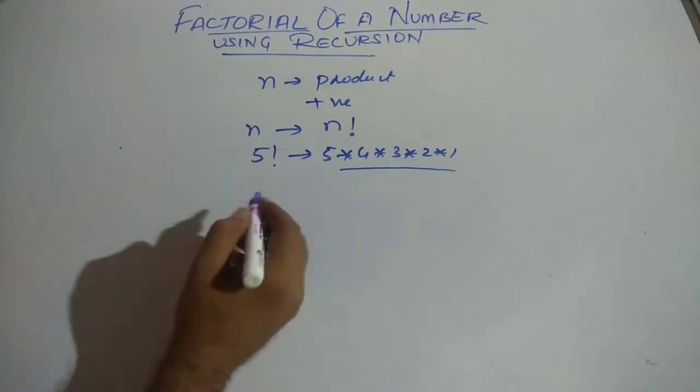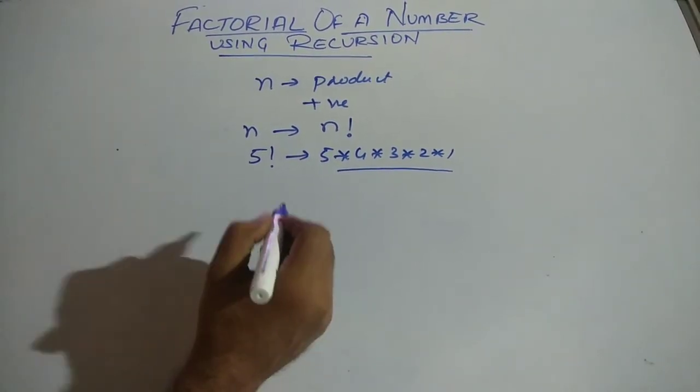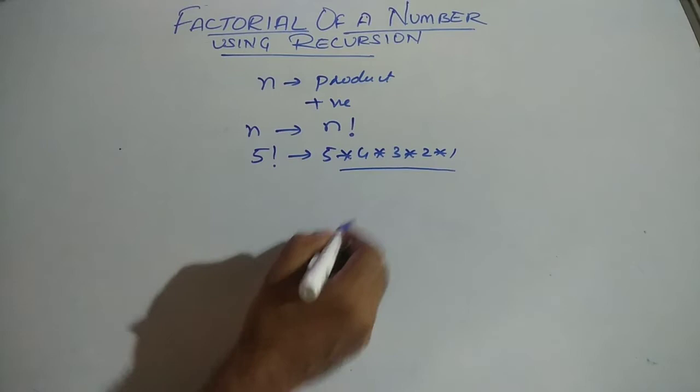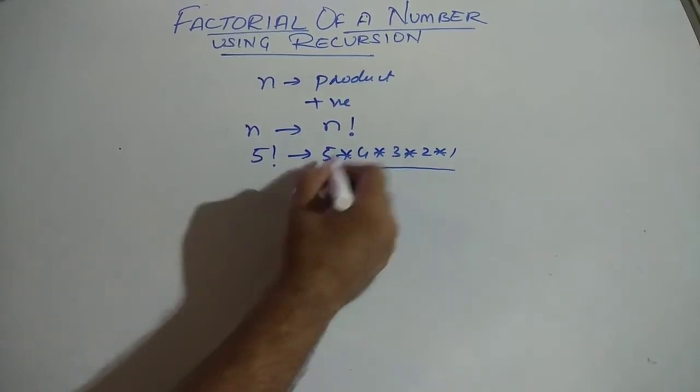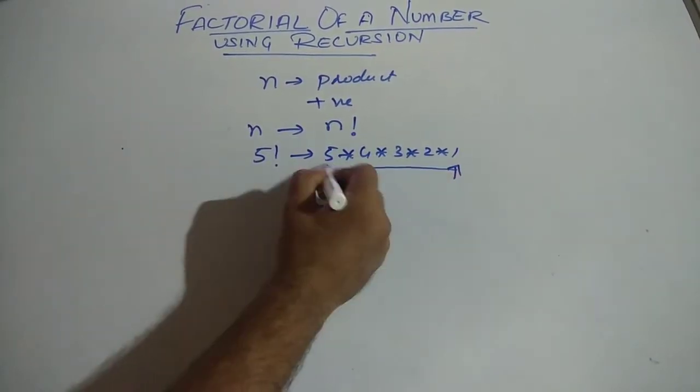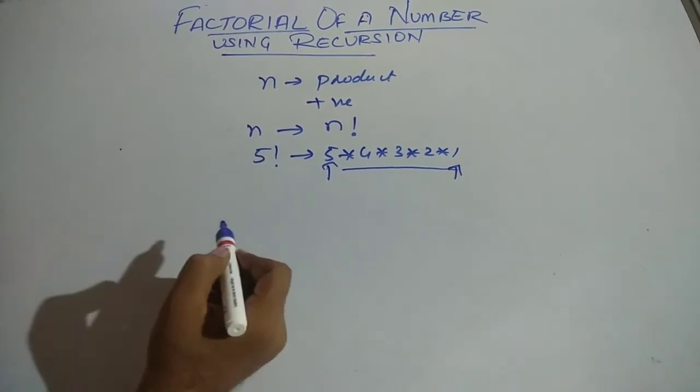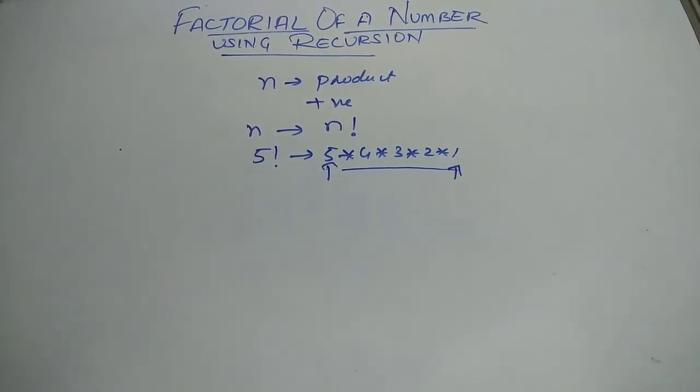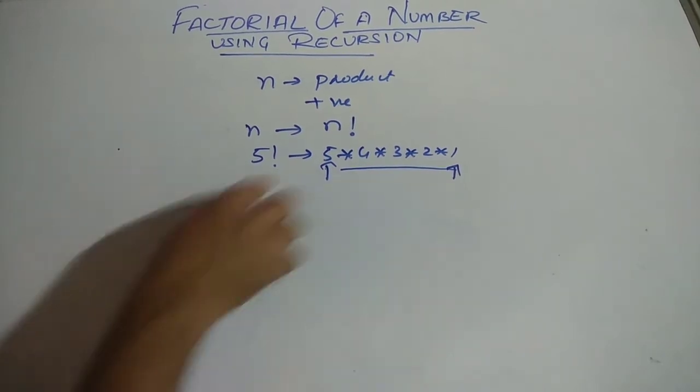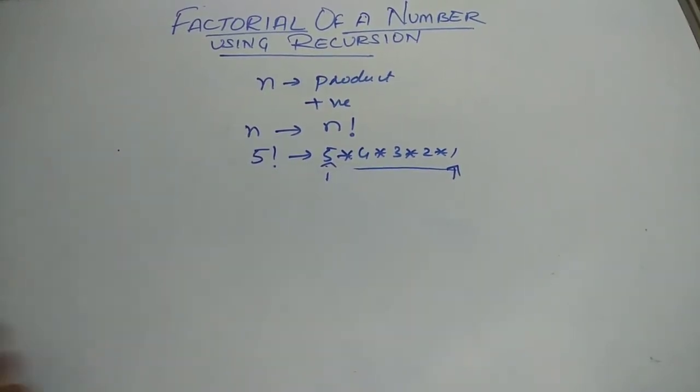Is it clear? Or it is a multiplication of all non-negative integers which are smaller than or equal to n. So this is smaller, this is equal to n. So this is the meaning of factorial of a given number. Now we'll try to solve this program using recursion.